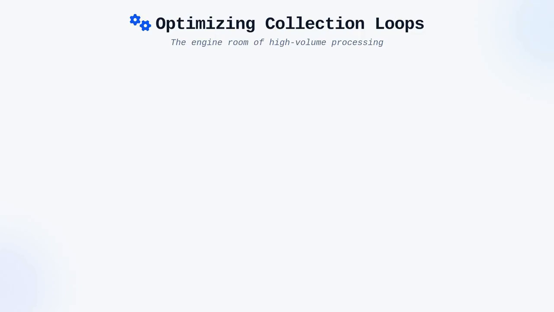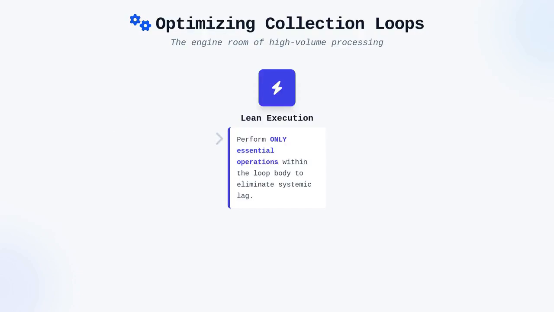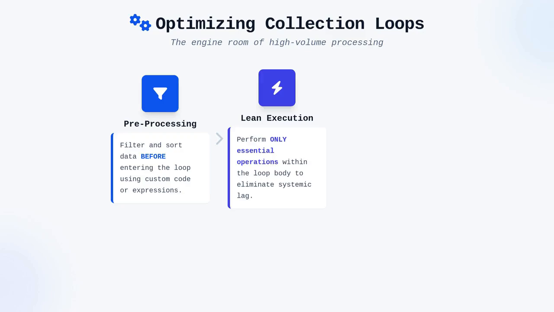Collection loops are the engine room of high-volume processing, yet they are frequently configured in ways that introduce systemic lag. When iterating through a collection, ensure that you are only performing essential operations within the loop body. If you need to filter or sort data, try to perform those operations using a custom code stage or a robust expression before entering the loop itself.